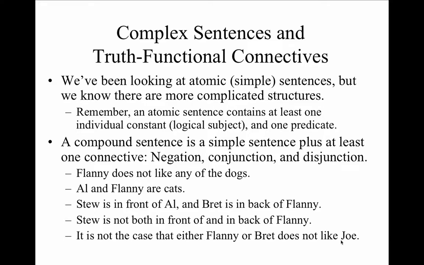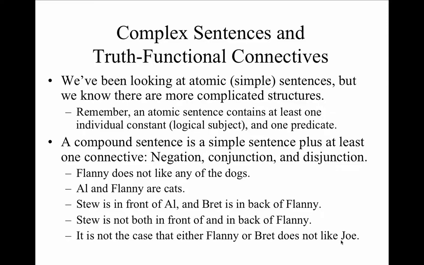Notice that, with the exception of the very first example, all of these sentences involve named entities and what we're saying about them. So, for example, Al is a cat, Flanny is a cat. So cat is predicated of, respectively, Al and Flanny. What we have in addition to our predicates and individual constants is a set of connectives.